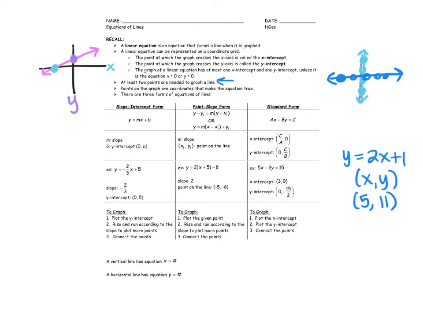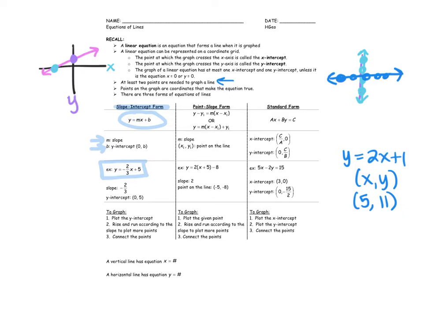There's 3 forms of equations of lines. So first we have slope-intercept. That's the equation y equals mx plus b. The name of this form of a line is slope-intercept form because what you see from this equation is the slope and the y-intercept. So if we look at this example here, we have y equals negative 2/3 x plus 5. The slope is negative 2/3 and the y-intercept is (0, 5).